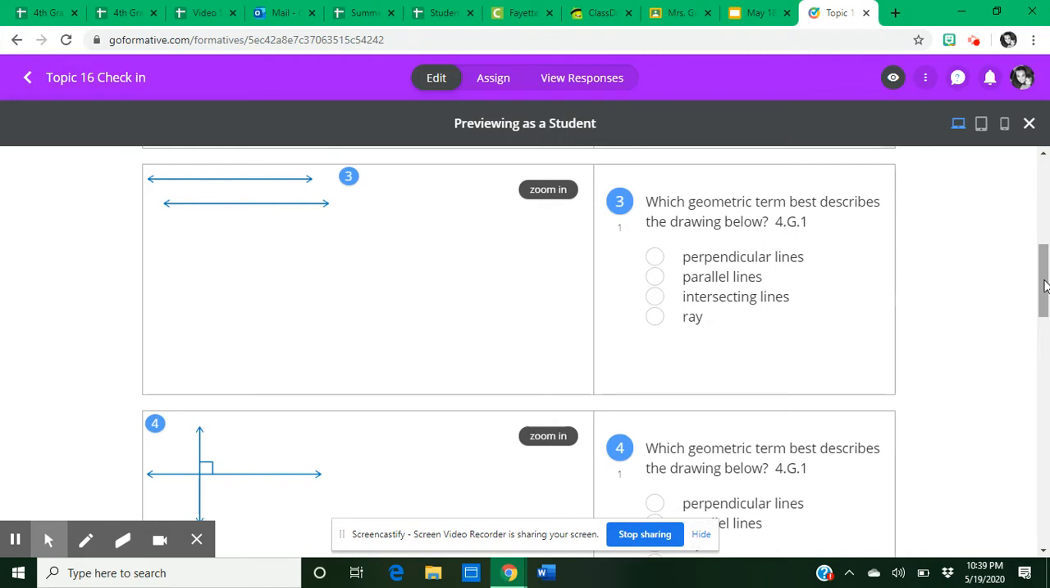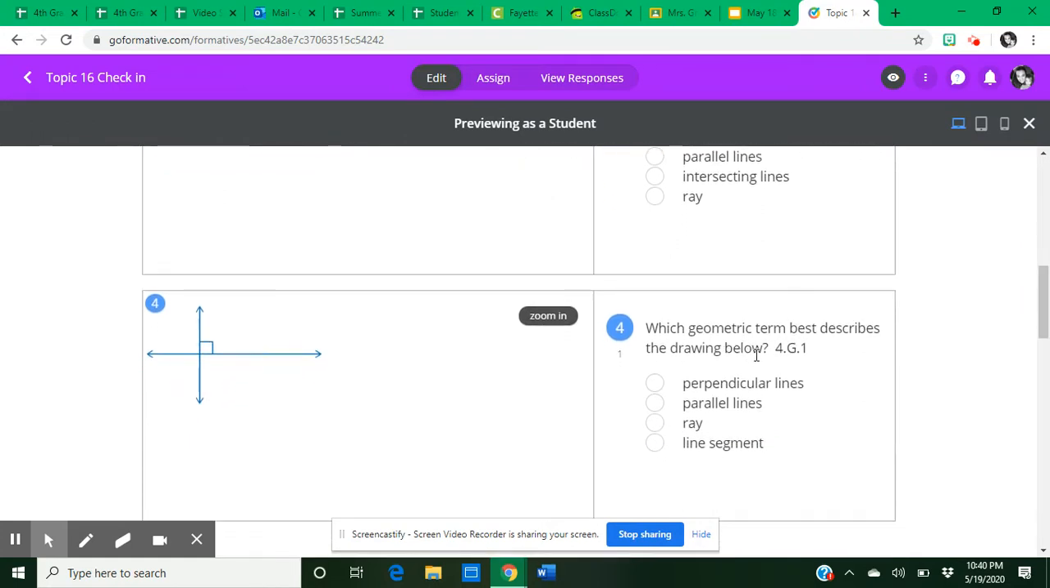Number three, which geometric term best describes the drawing below? And instead of it being below, it's beside, okay? So this drawing here beside, what is that? Are those perpendicular lines, parallel lines, intersecting lines, or is it a ray? Number four is similar. It says, which geometric term best describes the drawing below? And again, instead of being below, it's beside. Okay, so is this perpendicular lines, parallel lines, a ray, or a line segment?